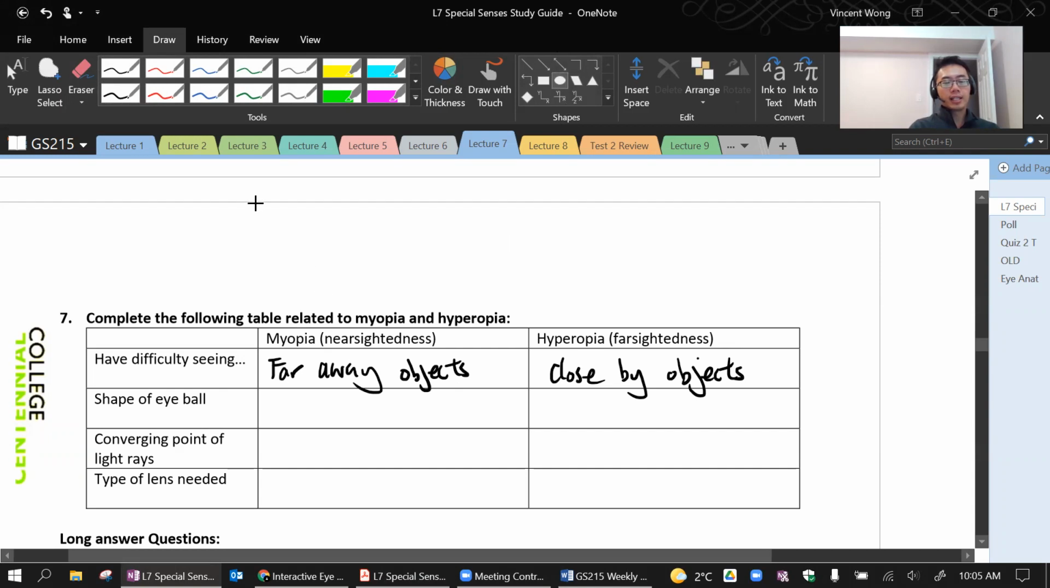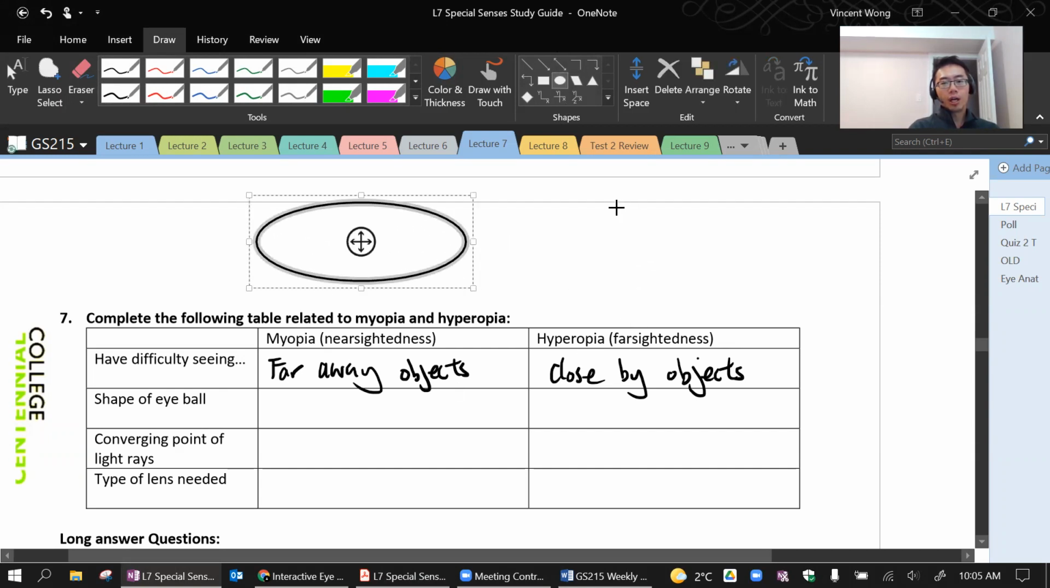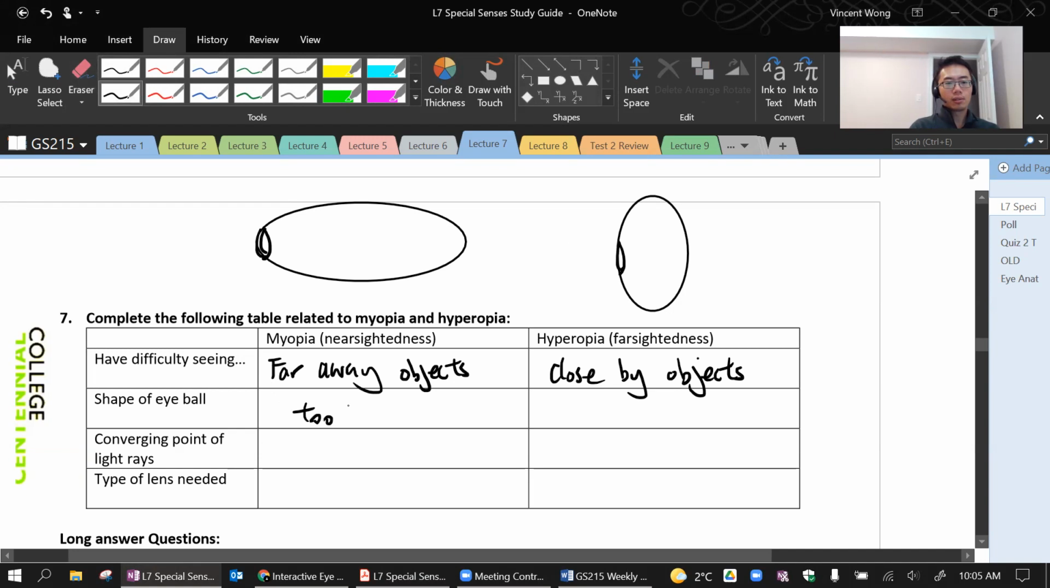For nearsightedness, the eyeball is too long. For hyperopia, the eyeball is too short. Exaggeration, of course, no one's eyeball is going to look like that, but it helps you remember. This is the pupil at the front. Actually, let's just draw the lens. So too long, too short.